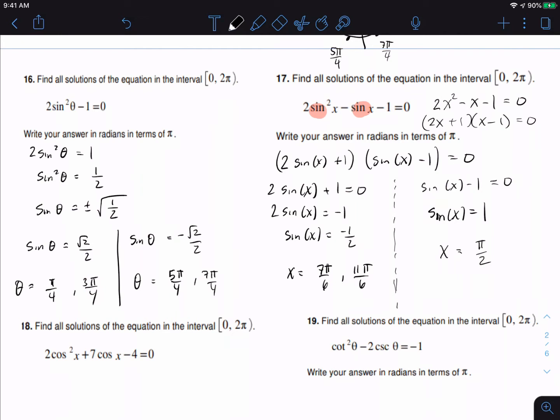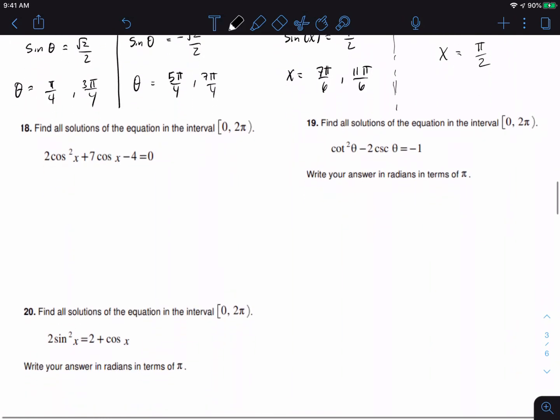Okay, so any questions on how I did the factoring there? How I did my substitution? Some of you won't need to do the substitution if you see it, but sometimes I like to do the substitution because it makes it look cleaner for me. You guys okay with that? Okay.